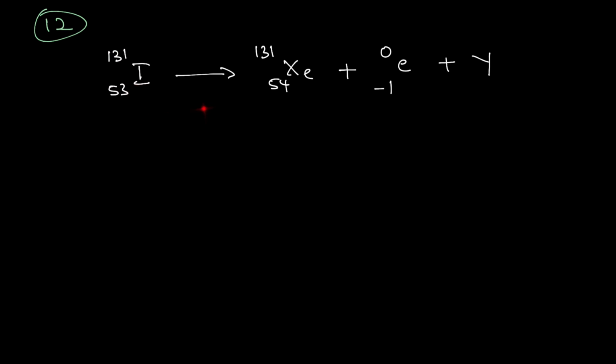Question 12. We've got iodine here disintegrating. This is a beta minus decay, and whenever you have a beta minus decay, you always have an anti-electron neutrino. So we know that we should have plus anti-electron neutrino. And so the question is asking, what is a property of particle Y? Well, the property of particle Y is that it will be an antiparticle, so that will be B.